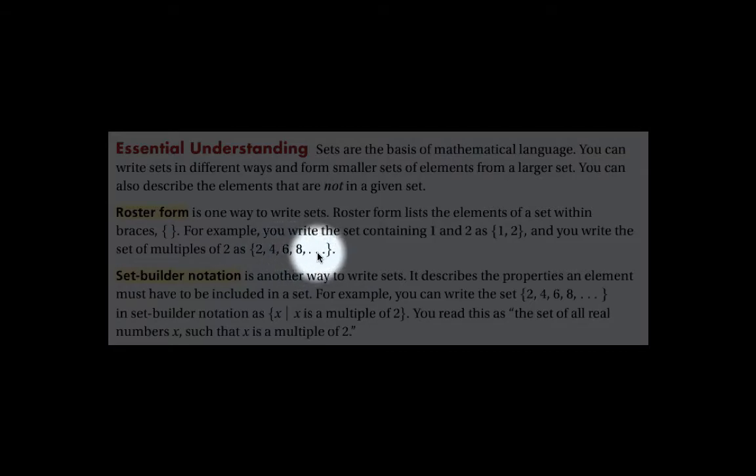We talked about this in other lessons. This ... is called the ellipsis, and it implies that this set is an infinite set. You can continue writing the elements of this set this way. Once the pattern is established, the ... tells you that this pattern continues on to infinity.